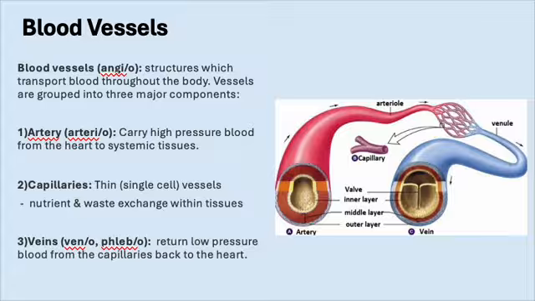So structurally, we can summarize the differences as arteries have thick walls, thicker smooth muscle and elastic tissue, a relatively smaller lumen, and operate under high pressure.